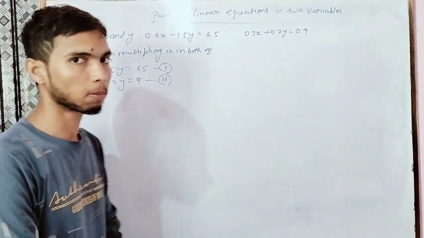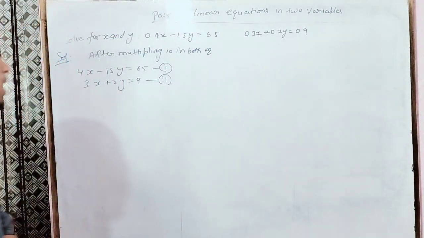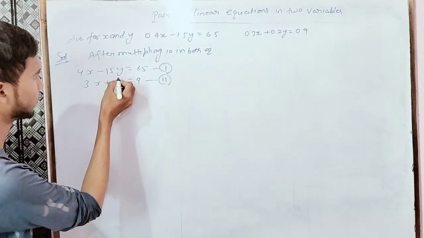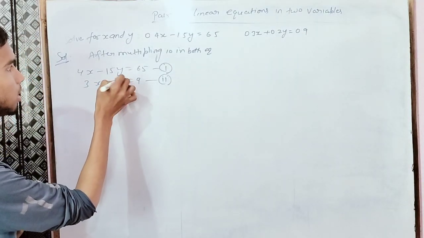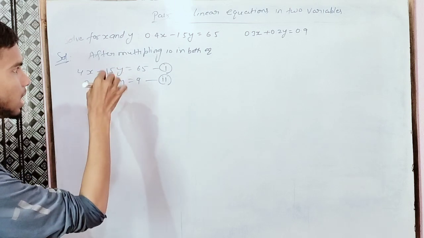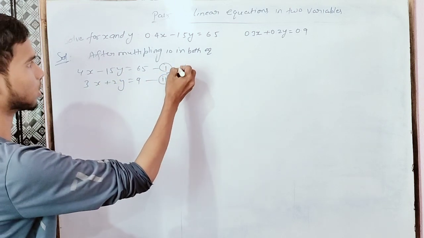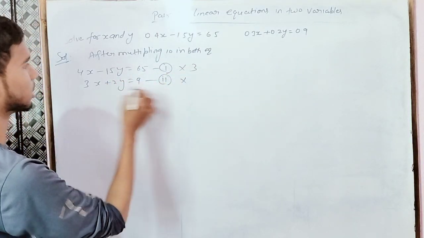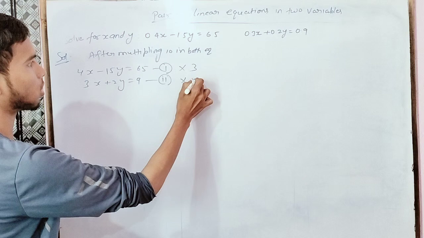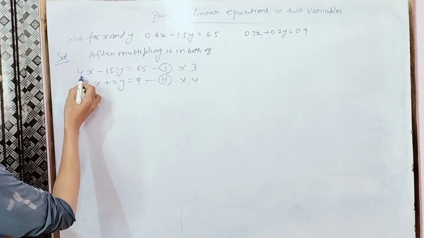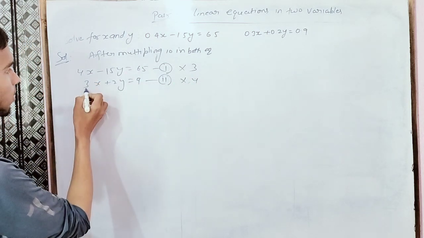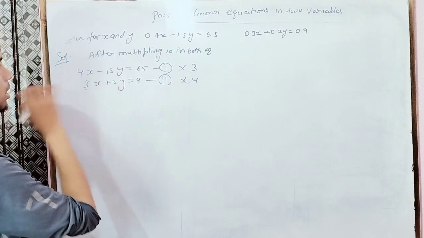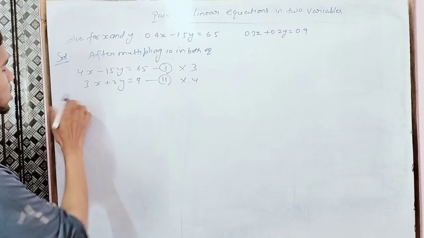Now we will apply the elimination method. So you can make this pair of y variable equal to each other. It's your choice. So I am multiplying this by 3 and this by 4. So how will you do? We are multiplying this, so we will multiply by 3 in this equation.